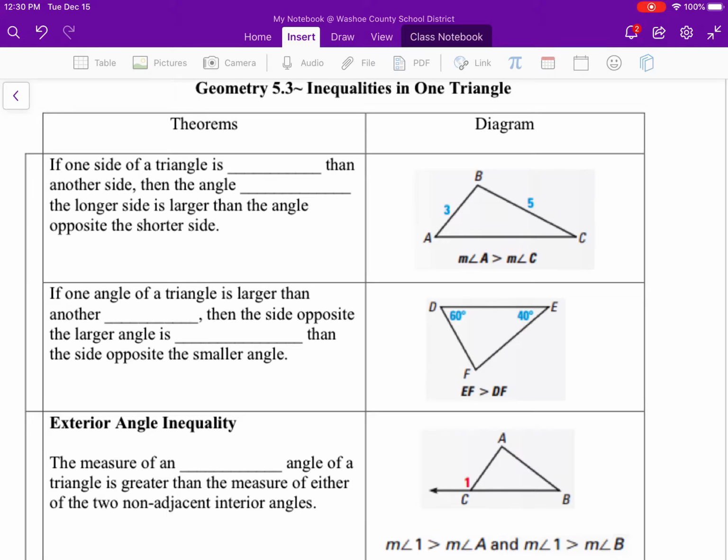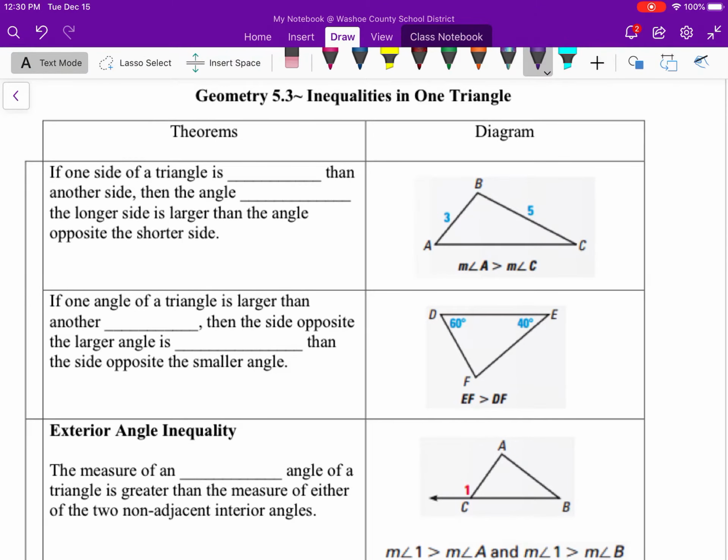All right, in this video, we're going to talk about inequalities in one triangle. And we are going to be comparing angles and sides in a triangle. So starting off with the first theorem, if one side of a triangle is longer than another side, then the angle opposite to the longer side is larger than the angle opposite to the shorter side. So here's what this means.